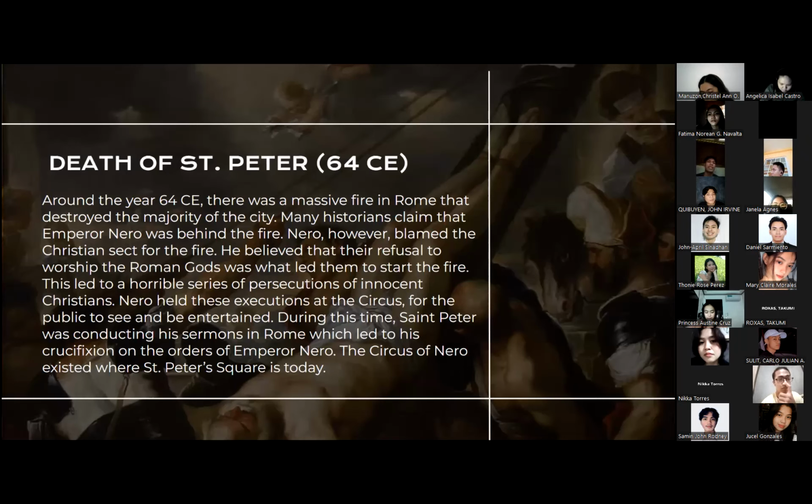Alam niyo naman kung ano yung Roman deities, inaral to nung HOA1. So this sparked a terrible wave of persecution against defenseless Christians. For the entertainment of the crowd, Nero carried out this execution at the circus. Saint Peter was giving sermons in Rome at this time, and Emperor Nero had him crucified as a result. Where Saint Peter's Square now stands, there was formerly the circus of Nero. In short, bago magka St. Peter's Square, ito ay Circus of Nero. Next slide.